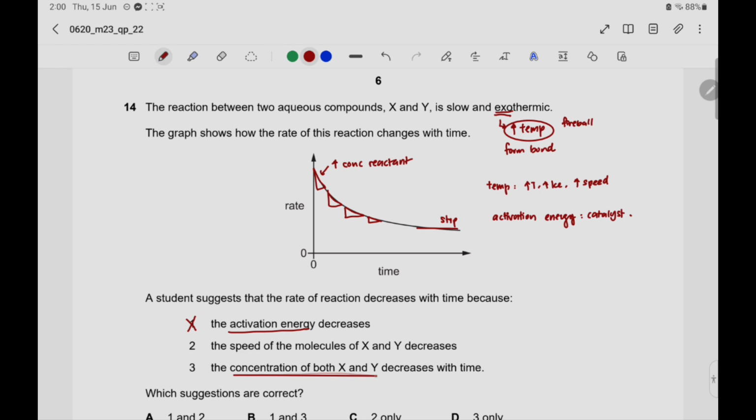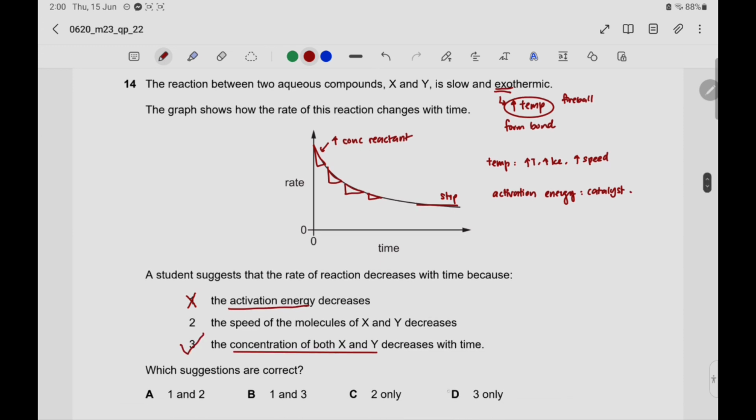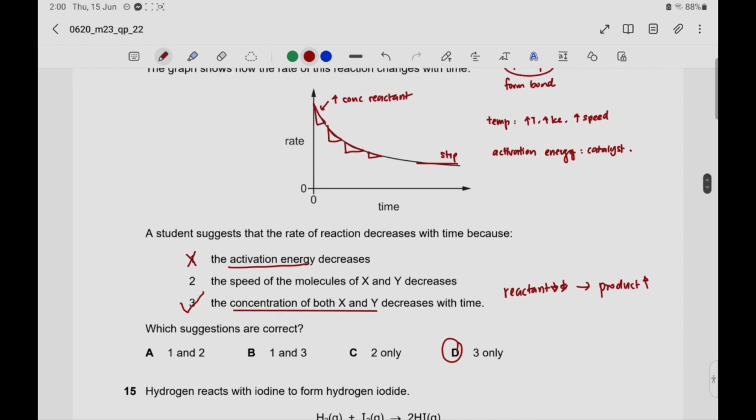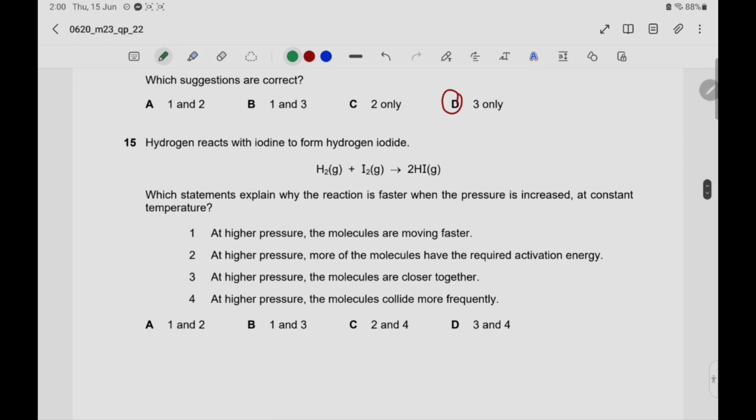Concentration of both X and Y decrease with time. Yes, because I told you, whenever you go with your reaction, your reactant always decreases, and you form a lot of product. This is the typical reaction. Initially, before the reaction, you have a lot of reactant. Then your reactant decreases, and finally there's no more reactant. Okay, next question here. This is kind of fun.